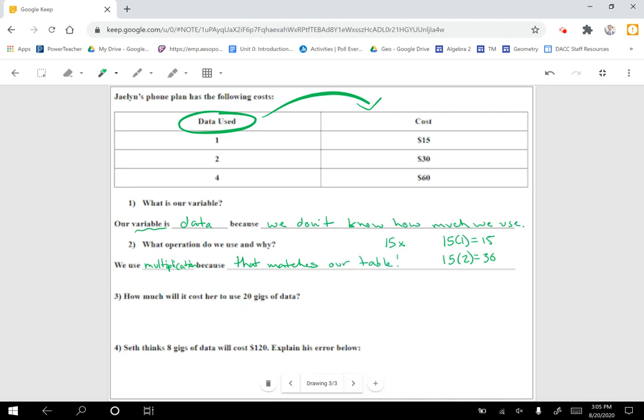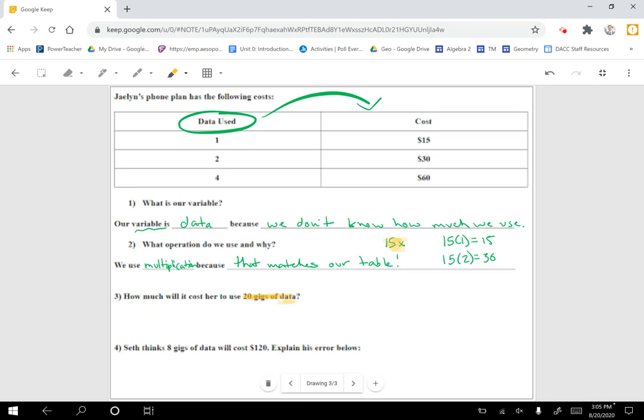All right, so based off of 1 and 2, we have some information here that is definitely going to help us out with 3 and 4. I'm going to leave those to you. I will highlight some key pieces of information, so a little bit of annotation. So 20 gigs of data. The important piece is that we are given the data here. So you want to use the expression from up top and you want to plug in for the data.